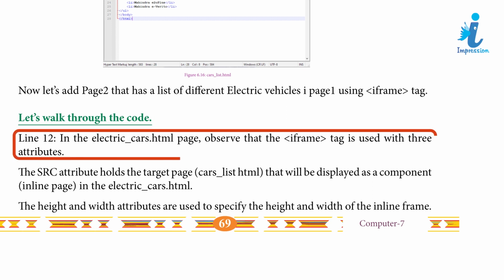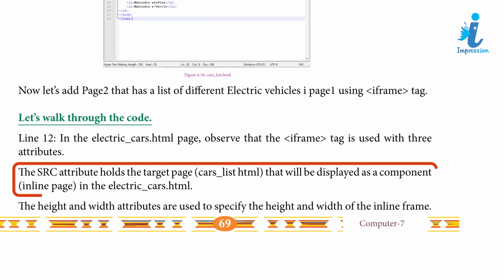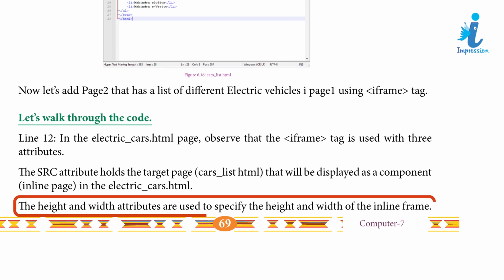Line 12. In the electric_cars HTML page, observe that the iframe tag is used with 3 attributes. The src attribute holds the target page cars_list.html that will be displayed as a component inline page in the electric_cars.html. The height and width attributes are used to specify the height and width of the inline frame.